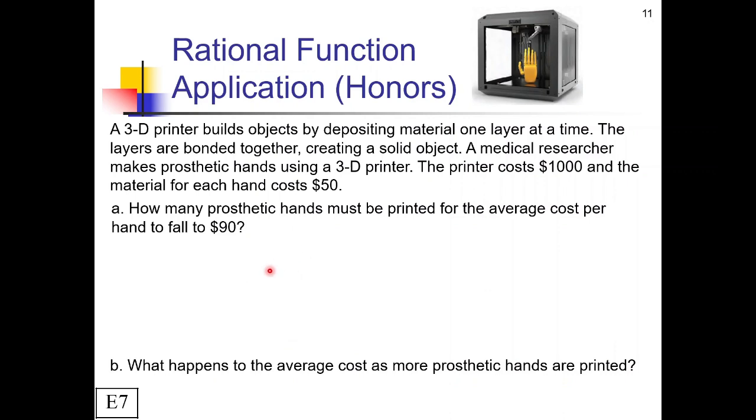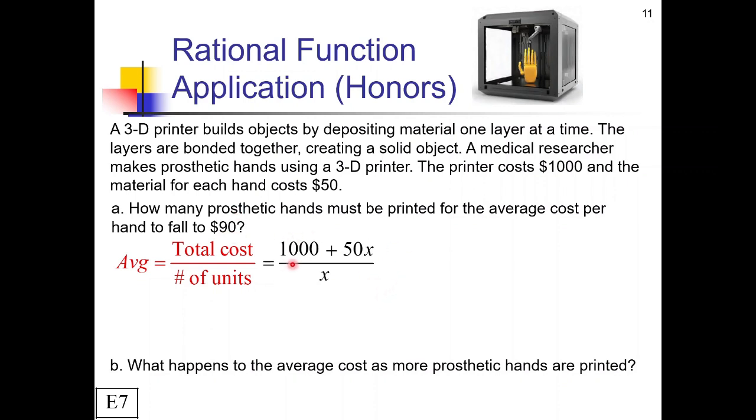So for average cost, just to get a formula we can use, that's going to be the total cost of all the hands divided by the number of hands. So that's sort of our average here. And just to kind of try to set this up, our total cost has two components, right? We have this $1,000 startup cost, and then we have $50 for each of the hands. So if we think of this as a function in terms of x hands, 50x gives us the total cost of all the hand material. So we have to do 1,000 plus 50x. And the number of units, the number of hands, is just going to be x. So this is our average formula. Pause the video and see if you can figure out what x needs to be in order to make this whole thing come out to 90.